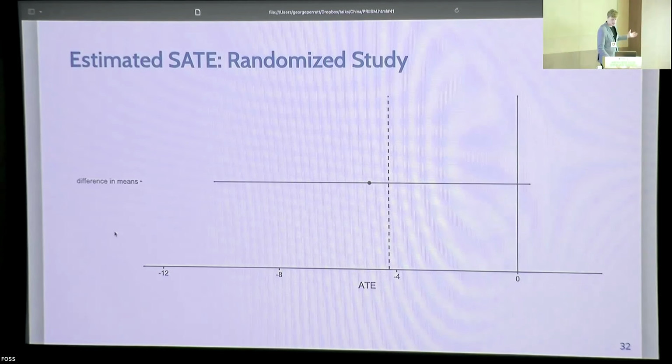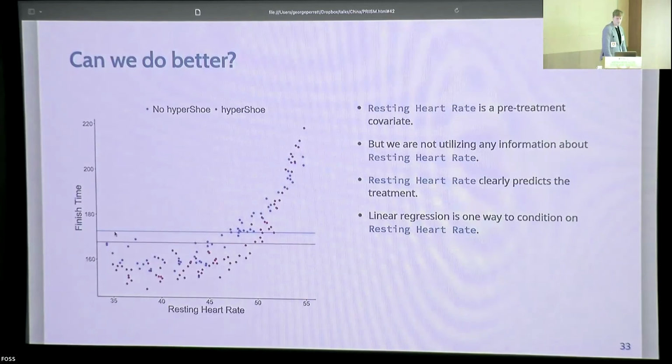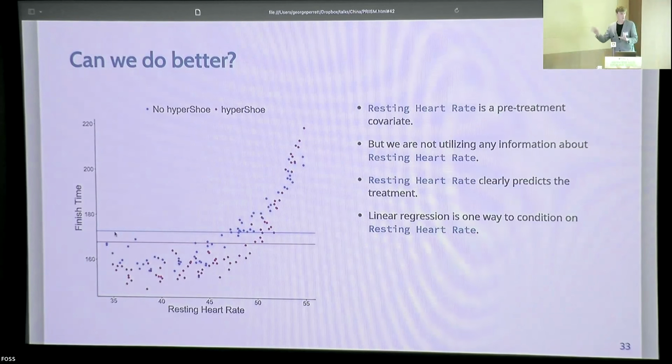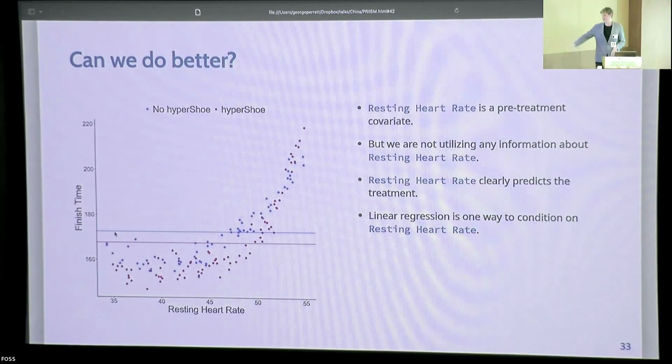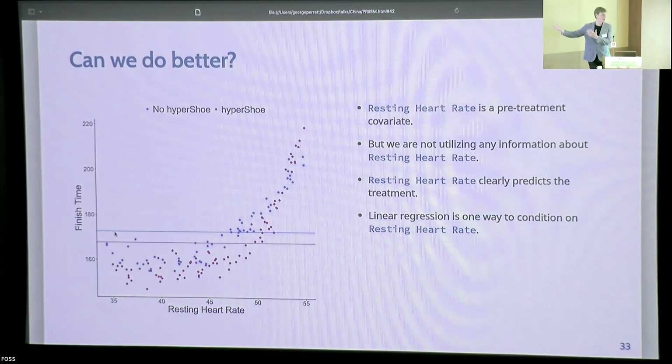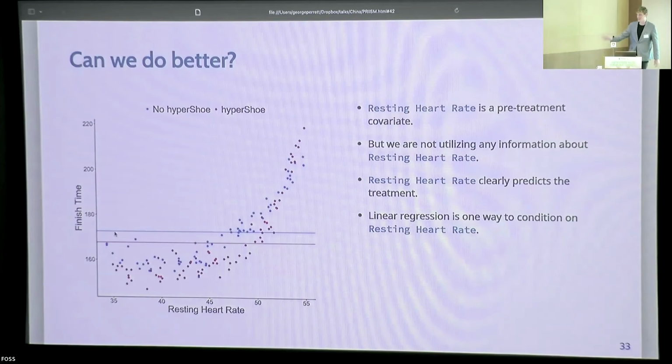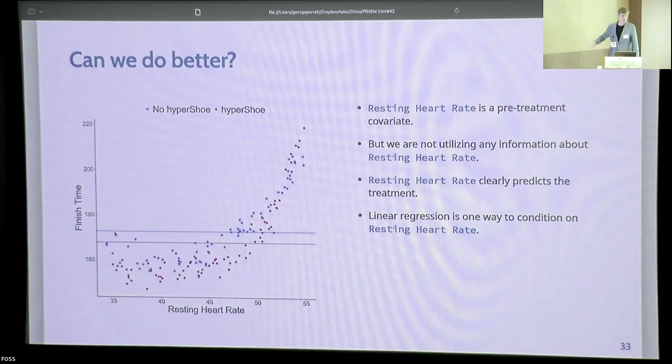So is this the best we can do? And I'm going to make the case, no, we can do something much better. We haven't used any information about resting heart rate. Notice that these lines right here, this is our statistical model, and it's doing a really poor job at fitting the data. Like if I said, here's our model, look at how it fits the data, we shouldn't feel great about this. These lines are not a good representation of what's happening with this relationship.